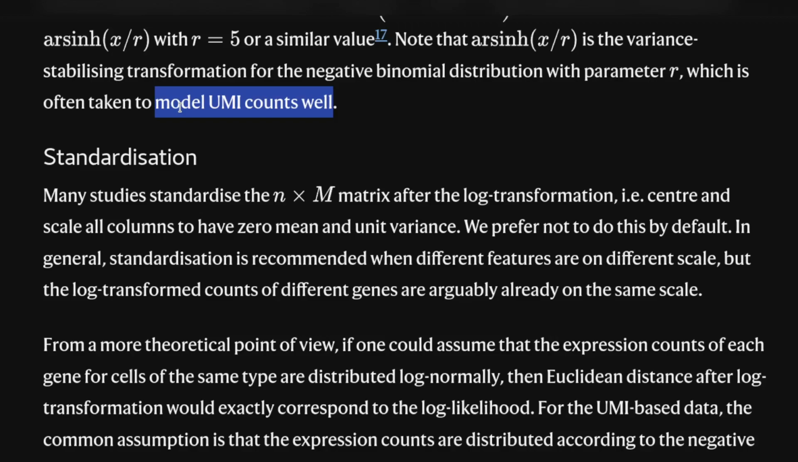We prefer not to do this by default. In general, standardization is recommended when different features are on different scales, but the log transformed counts of different genes are arguably already on the same scale.